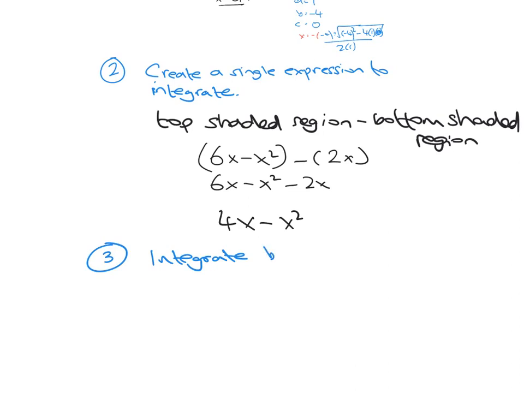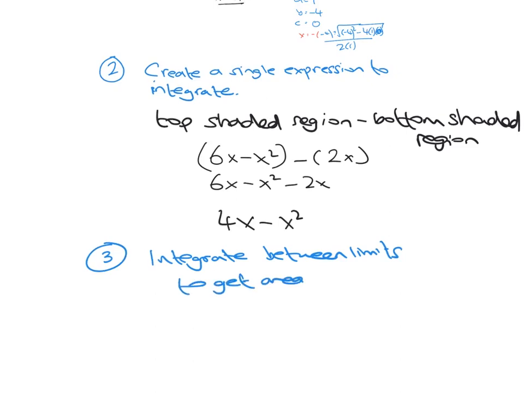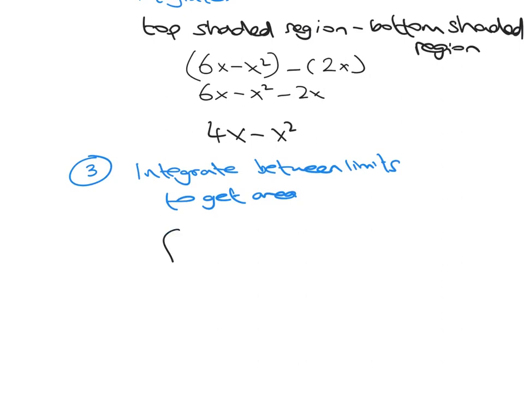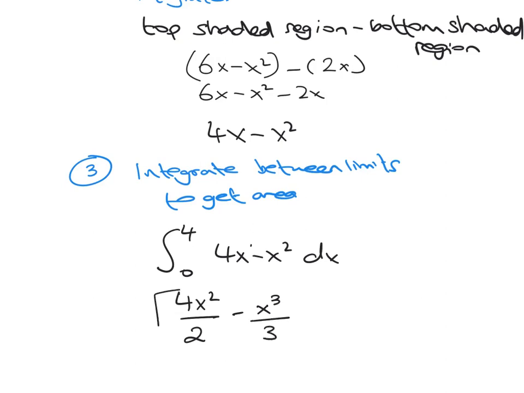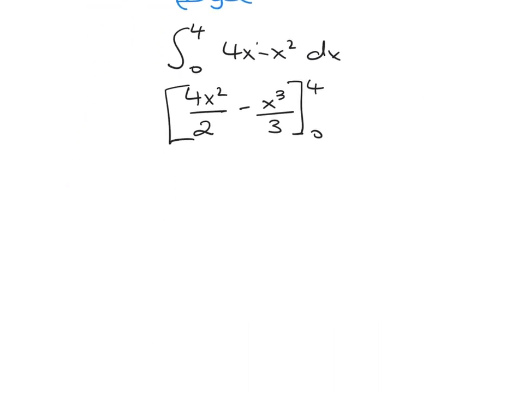The third step is to integrate between the limits to get the area. Just like all the other examples, our limits are between 4 and 0 from the first part of our question. Our expression is 4x minus x squared, and we're going to integrate this. When I integrate 4x, it's really 4x to the power of 1, so that becomes 4x to the power of 2, and I divide by that new power, which is 2. And I take away x squared, which becomes x to the 3, divided by 3. And I do that between 4 and 0.